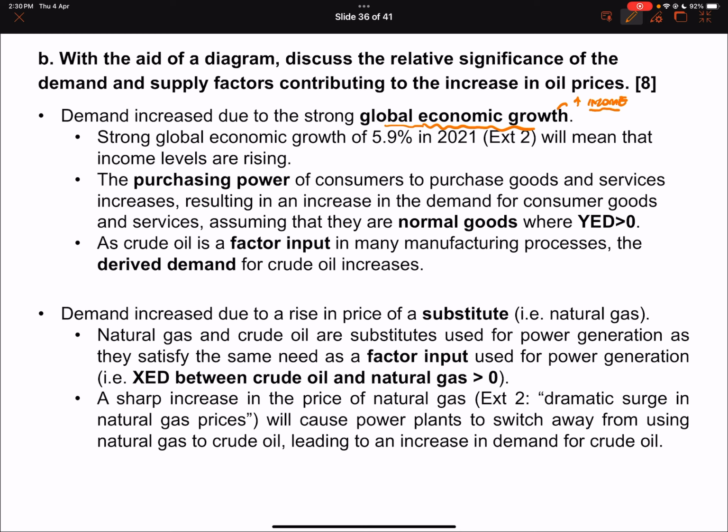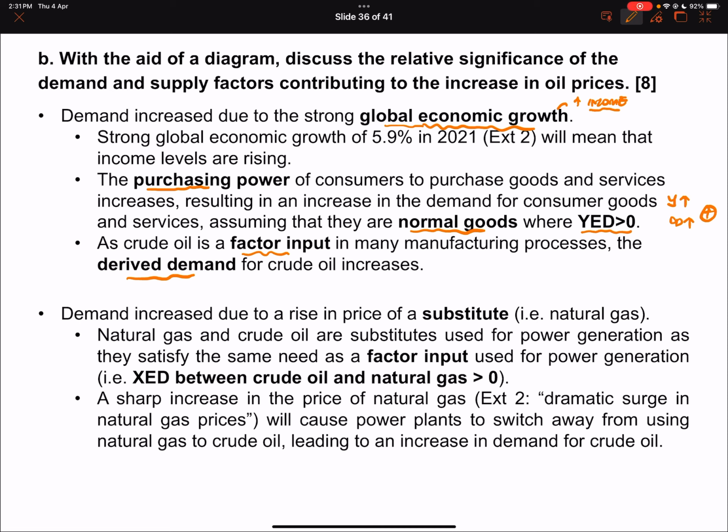So when there's strong economic growth, it means there's an increase in income. If Singapore's GDP has risen by 5.9%, in general most people are richer. When that happens, people have more purchasing power, so they will be able to buy normal goods. Normal goods, as we mentioned before, have a YED, income elasticity of demand, value more than 0, which means that when income increases, the demand for them also increases, resulting in a positive value. Of course, oil is a factor input used in many manufacturing processes to produce those normal goods. Therefore, the derived demand for oil increases.